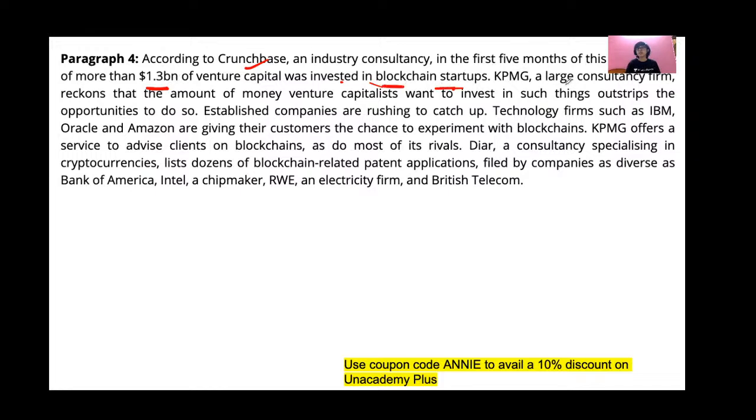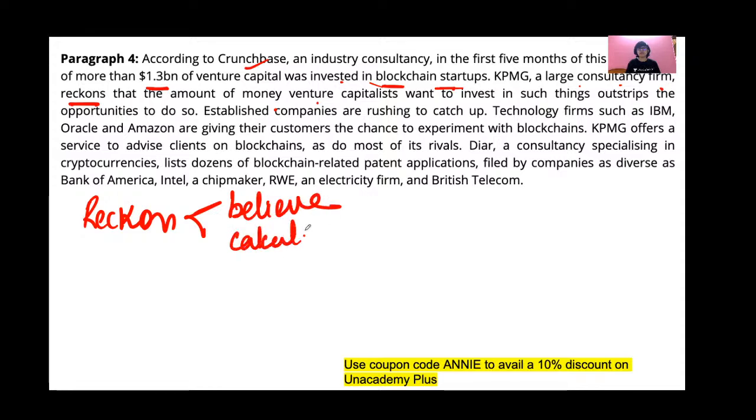KPMG, a large consultancy firm, reckons that the amount of money. There are two meanings of this word. One is to believe something and the second is to calculate. Reckons that the amount of money venture capitalists want to invest in such things outstrips the opportunities to do so. What does this mean? The amount of money venture capitalists want to invest in such things. Let me change the color.